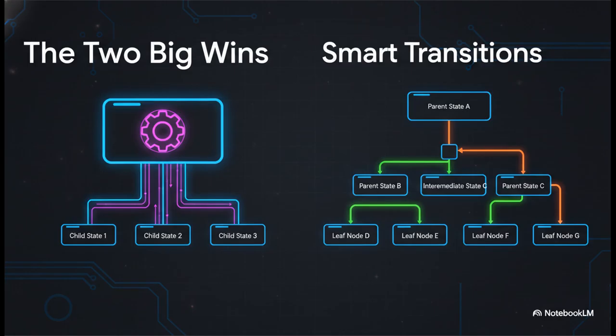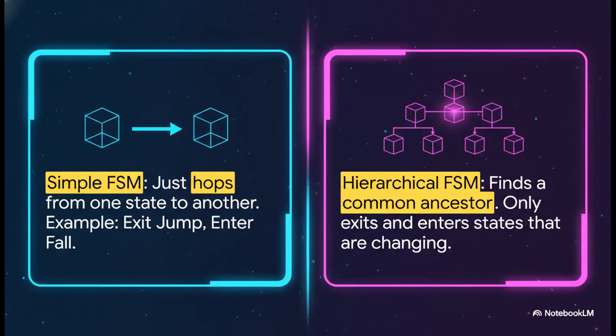Any code you put in that parent movement state, like, say, code to check for walls, will automatically apply to walking, running, and idling. You write it once, and it just works for all the children. And second, you get what I call smart transitions, which makes the whole thing run way more efficiently. Let's do a quick comparison.